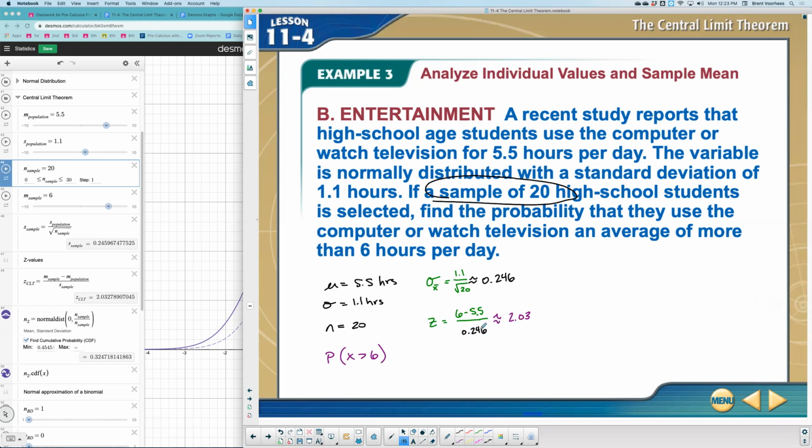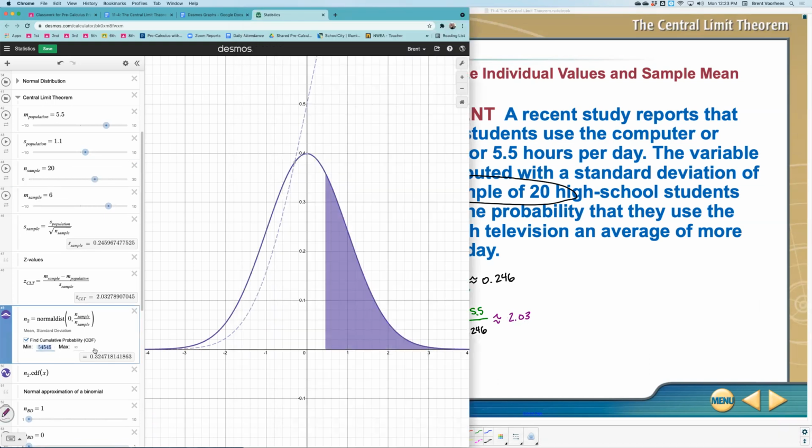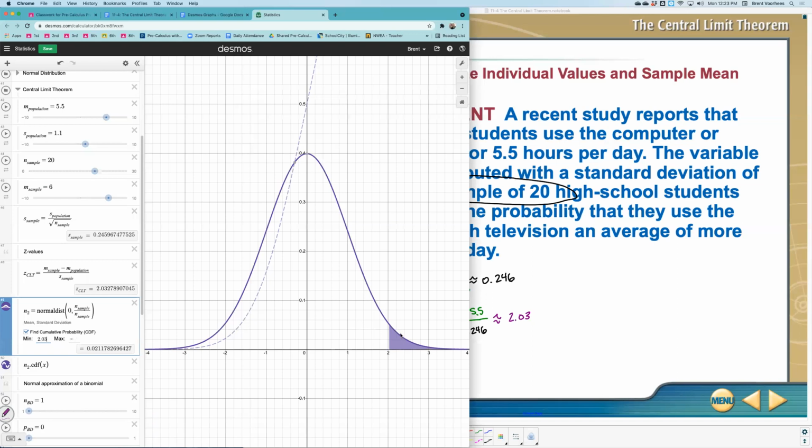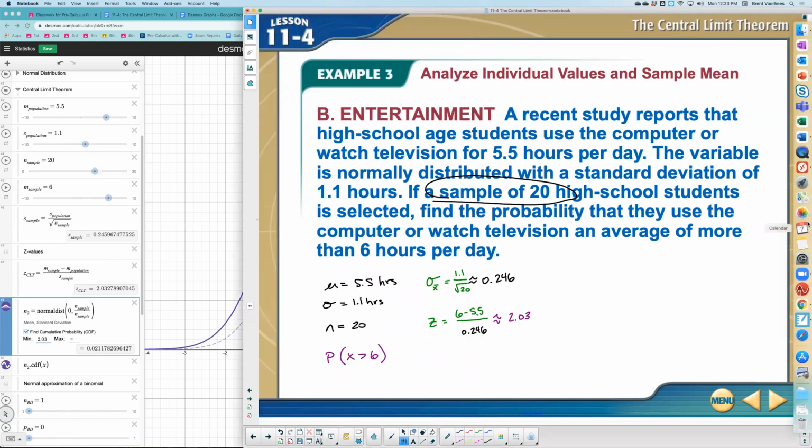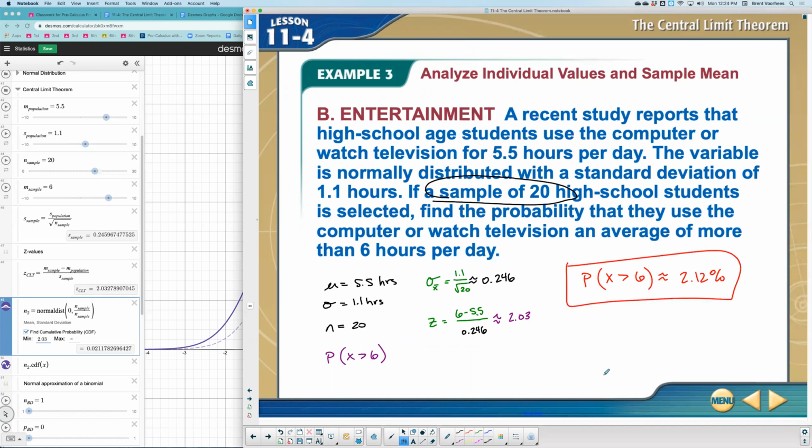So now if I look at the normal distribution, I want to know the values greater than that value. So I'm going to come over here and say 2.03. What's the probability that out of these 20 students the mean is greater than 6 hours being watched? It's only 2%. You can see there, that is not very many at all. The probability that the mean would be greater than 6 hours if you had a sample of 20 students is only 2.12%. That's the probability for that sample mean there.